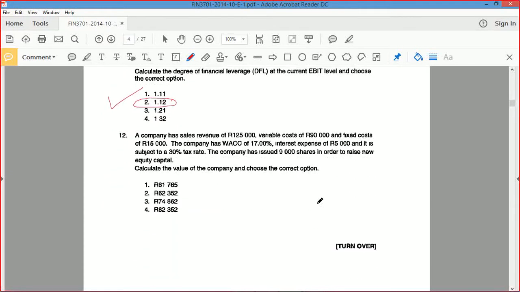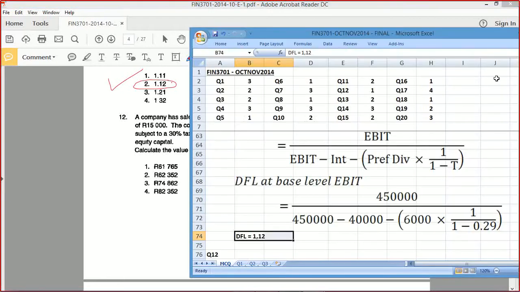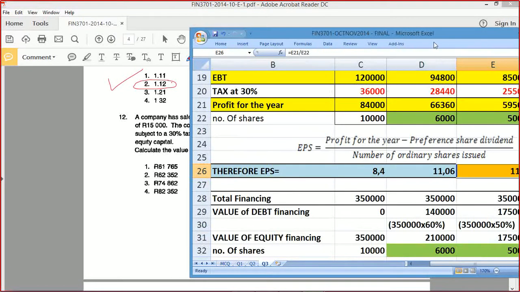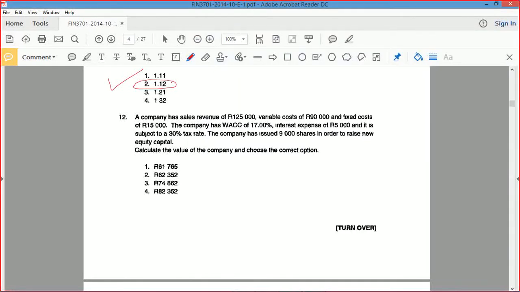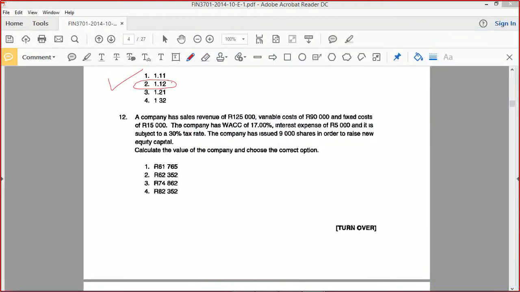Okay, then the next one, I did the value of the company thing for number 12. It says company sales revenue, the variable. So I calculated the NPAT, because that minus the variable costs, minus the fixed costs. Actually, why did I not write it down? Definitely did do it. Let me just do this again. 25 minus 90 minus 15 equals 10,000. Interest of 1,000.